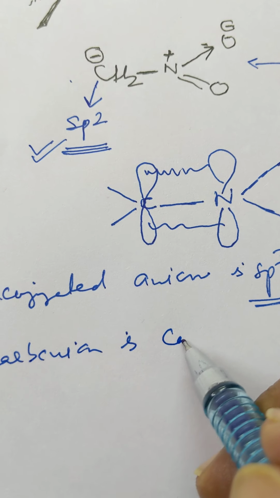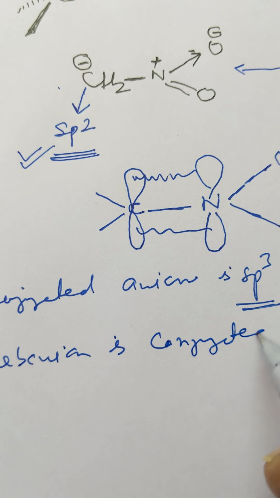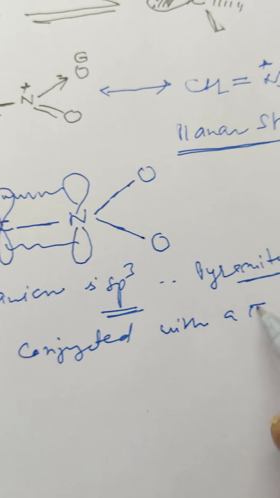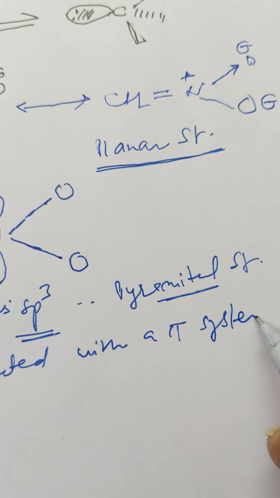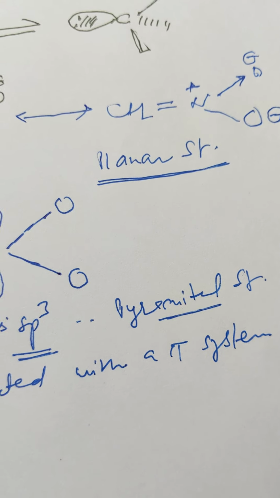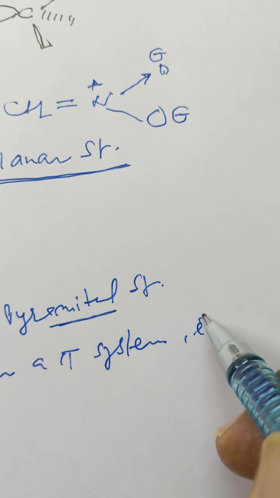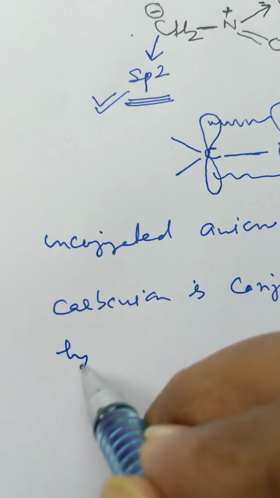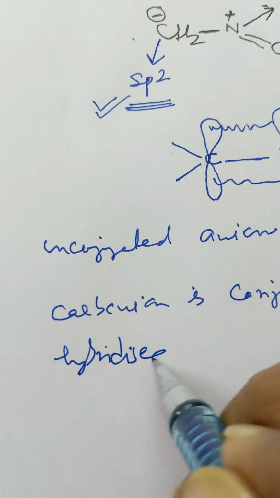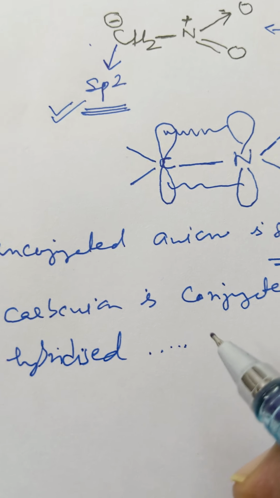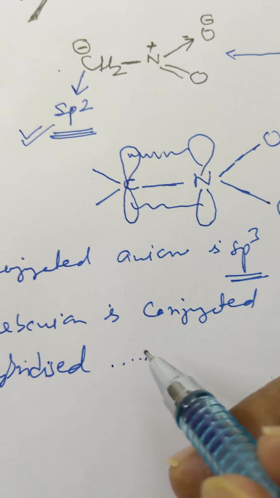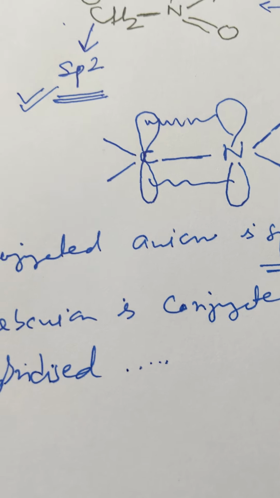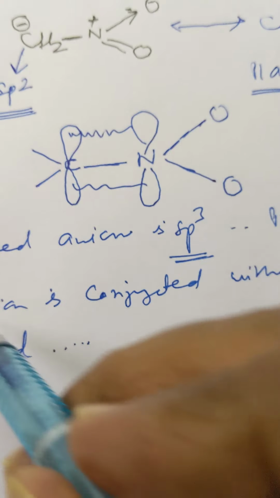is conjugated with a pi system, it is sp2 hybridized. This is a very, very important point you should note. And this point will be useful for us, because the maximum carbanions you will find will be like this.